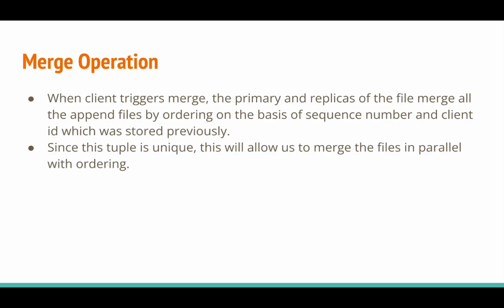Now let's have a look at how the merge operation works. When the client triggers a merge, the primary and the replicas of the file merge all the appended files by ordering them on the basis of the sequence number and the client ID, which was stored previously as metadata. Since this tuple is unique, this allows us to merge all the files in parallel with ordering without the need of a sequencer.